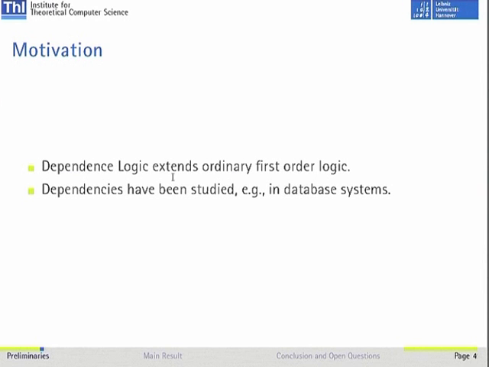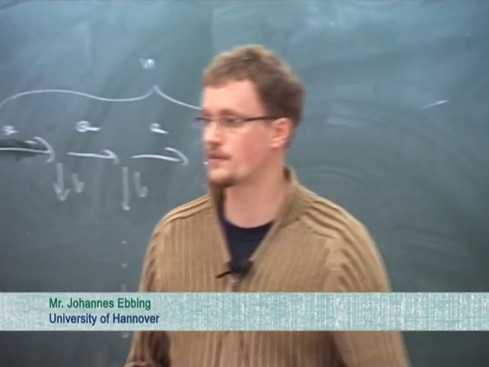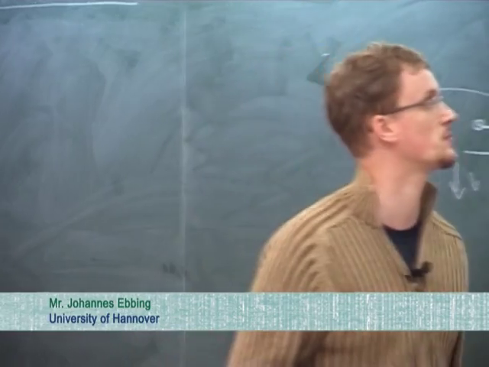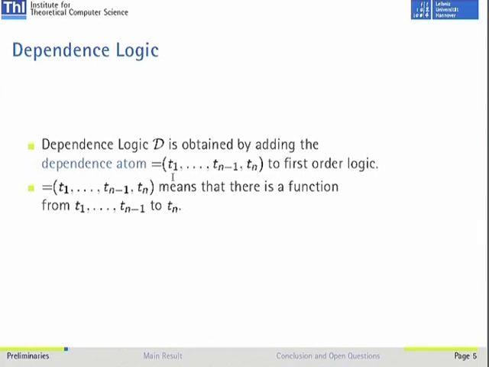Dependencies have been studied in computer science, and they have become more and more important, for example in database systems. And with dependence logic, we can express dependencies explicitly, and this is what we want. We obtain dependence logic just by adding this dependence atom to first order logic. And that means that we have a function from the vector t1 to tn minus 1 to tn. The dependence atom here is satisfied if there is a function from the n minus 1 t's to tn. And it's known that dependence logic is the same as existential second order logic, and in terms of complexity, it captures the complexity class NP.